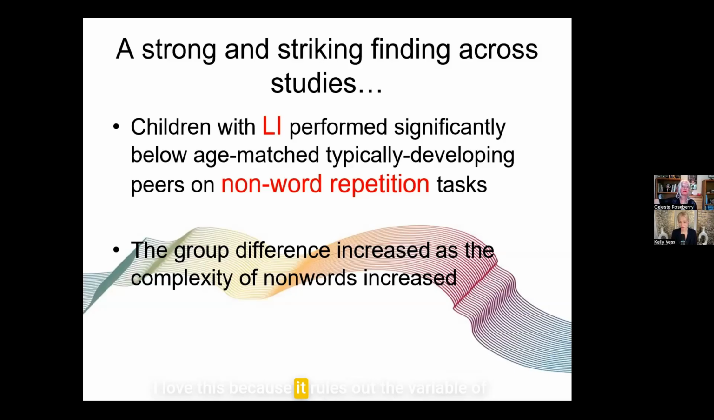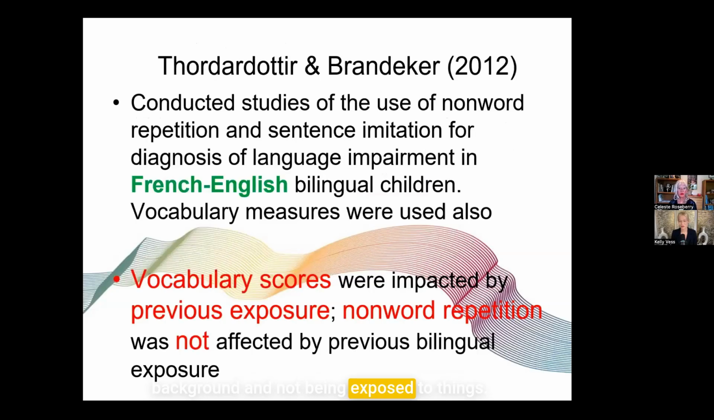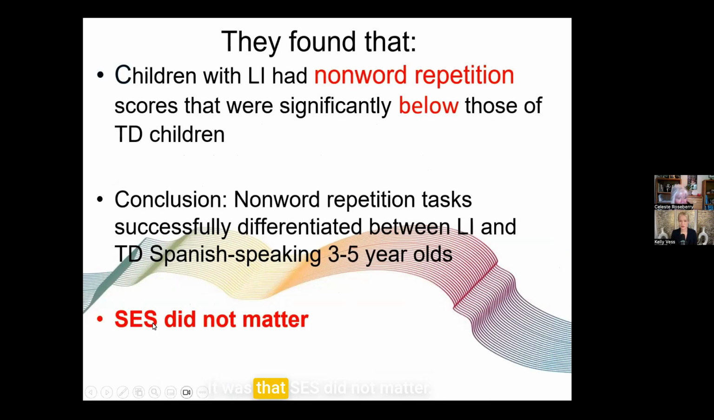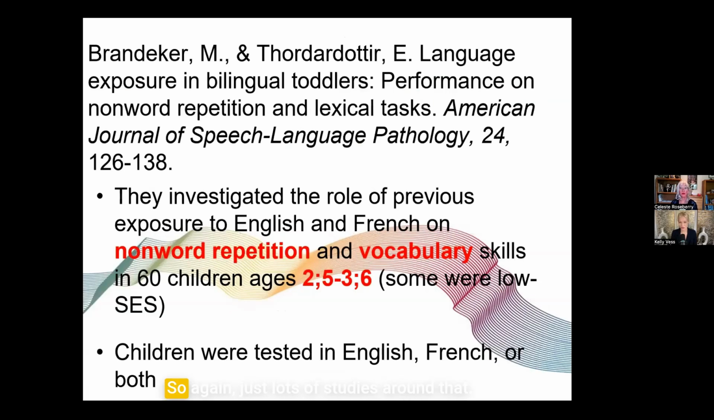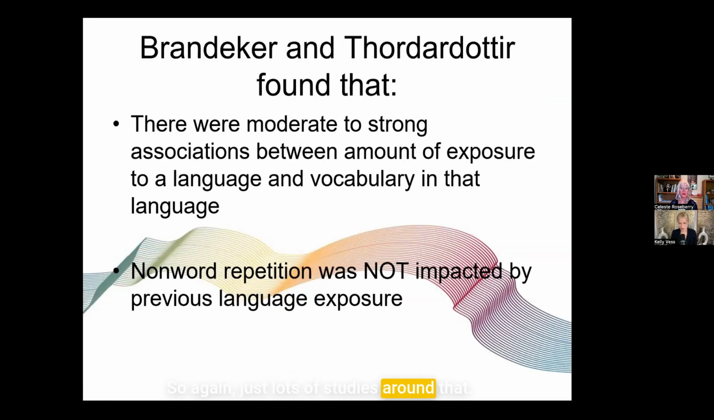I love this because it rules out the variable of background and not being exposed to things. There's just lots and lots of research here. SES did not matter. If they had a language impairment, they had difficulty with non-word repetition. So I would start there. We all know about dynamic assessment. We all know about language samples, but working memory, I have done it for years and it has never, ever failed me. So again, just lots of studies around that.